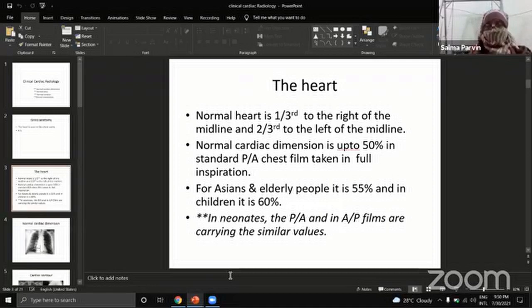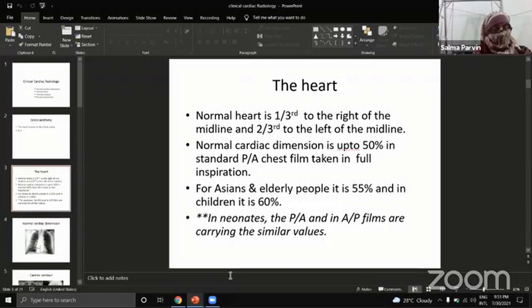If the patient has a good inspiration, the normal cardiac dimension is up to 50% in a standard PA chest film taken in full inspiration. Mind it, the X-ray should be taken in full inspiration. And for Asians and elderly people, it is a bit more than this dimension. It is taken as 55%, and in children, it is 60%. In neonates, the PA and AP films carry similar values.